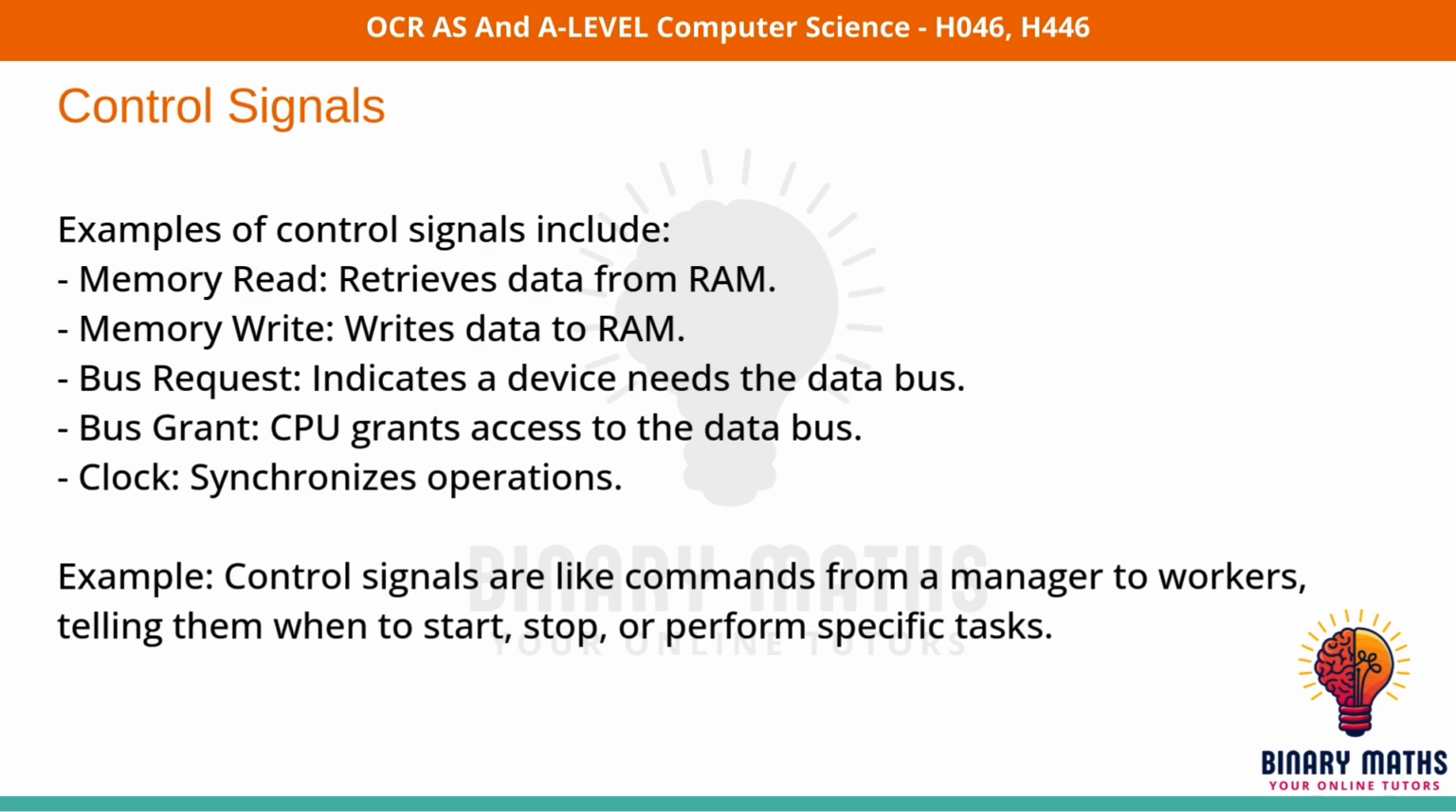Bus request and bus grant signals are used to manage access to the data bus. When a device needs to use the data bus, it sends a bus request signal. And when the CPU grants access, it sends a bus grant signal. The clock signal is used to synchronize the operations of the computer, ensuring that all components work together in harmony.